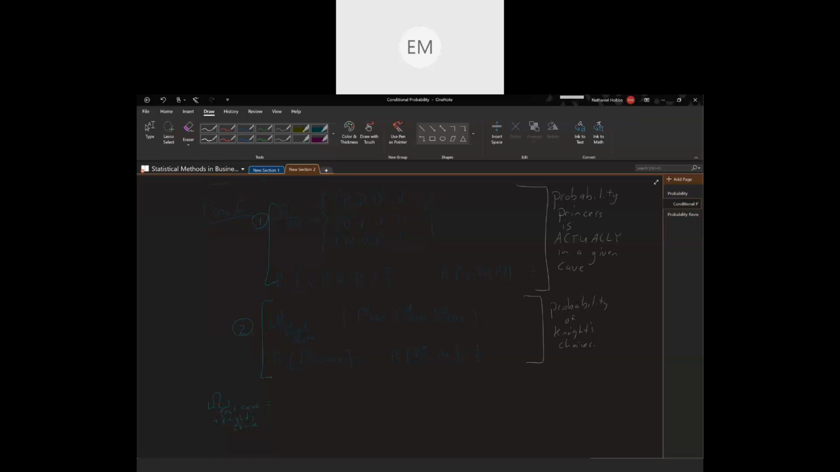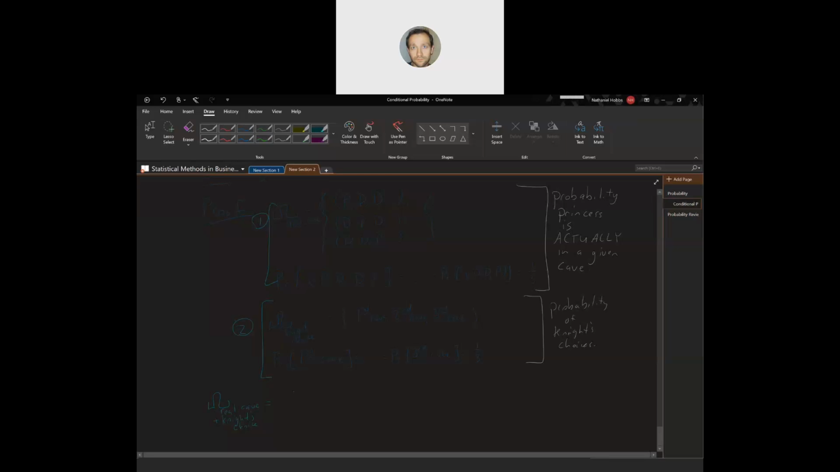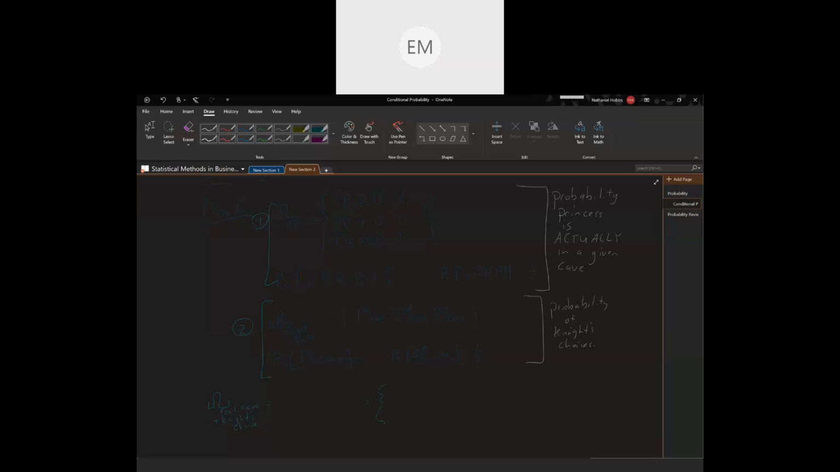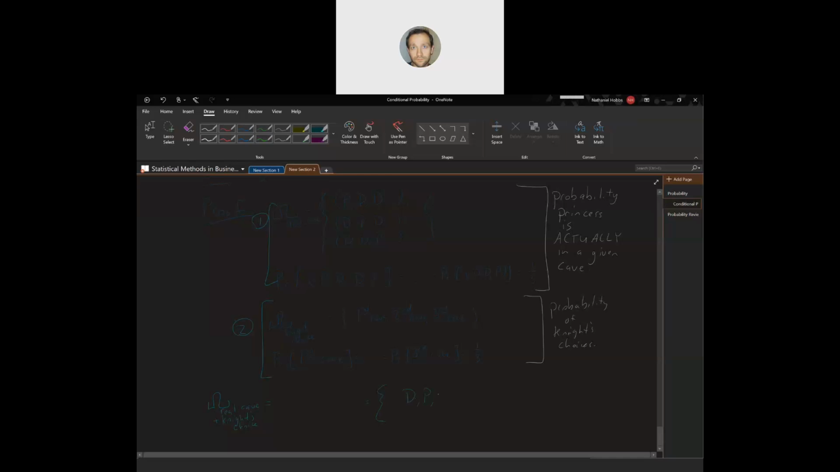So first, let's just focus on the set, not the probabilities yet. Just the set. What would be an example element in this set? For example, if the princess is in the second cave, is that what you mean by event? Okay, so the princess is actually in the second cave. So I'm assuming this one is true.